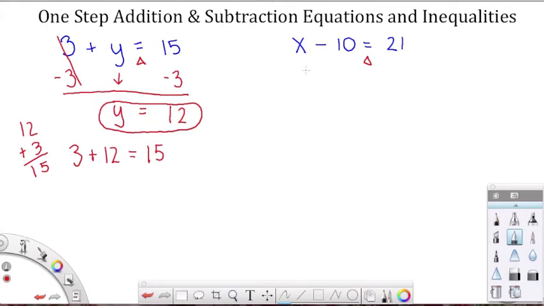Now let's try our subtraction equation over here. We have x minus 10 is equal to 21.